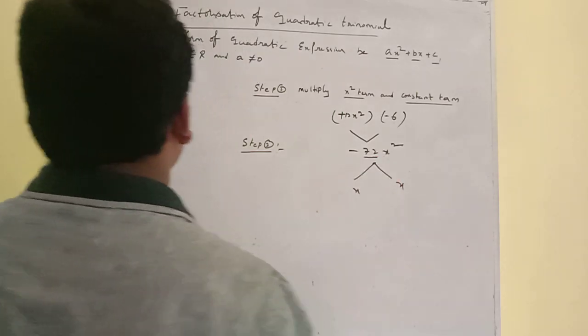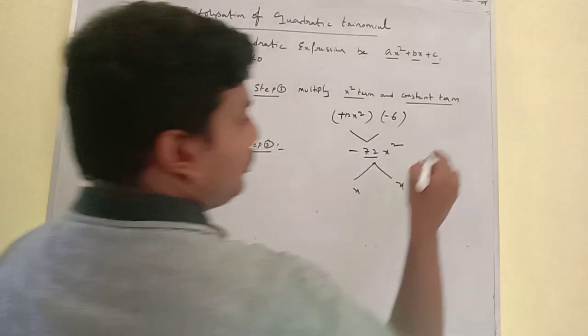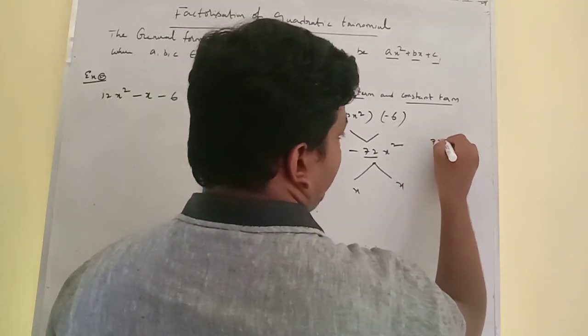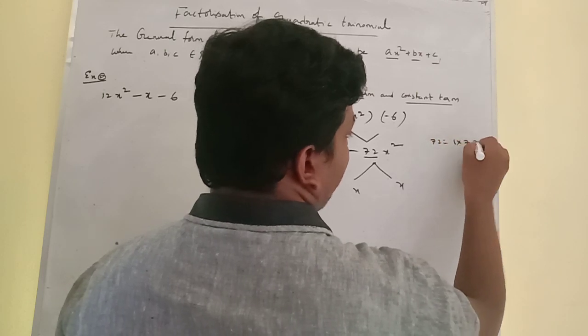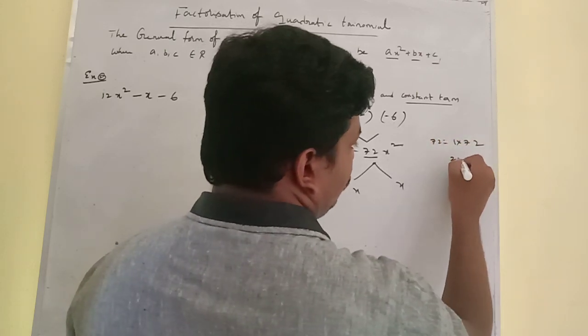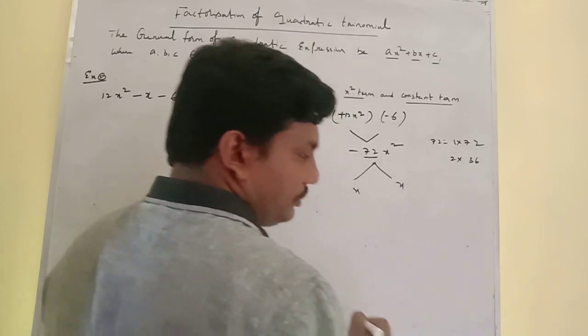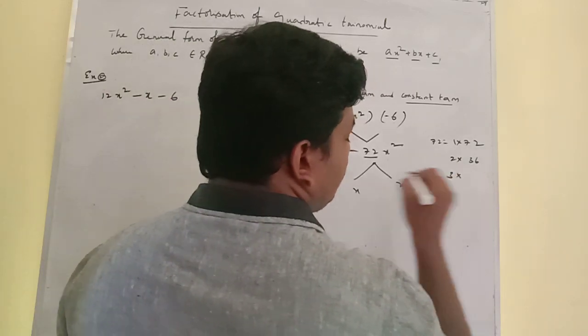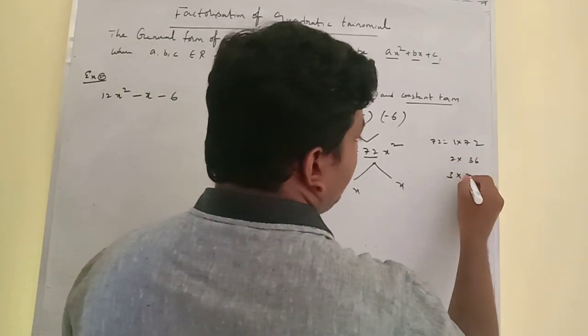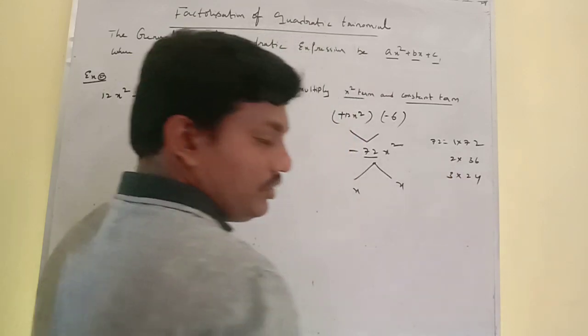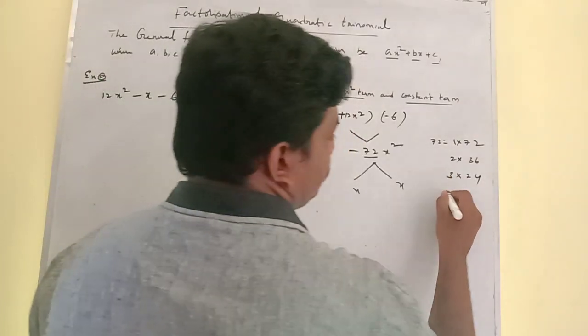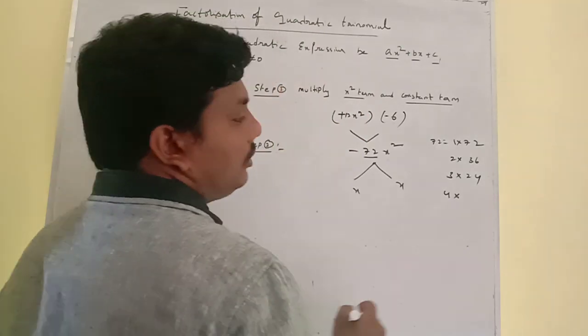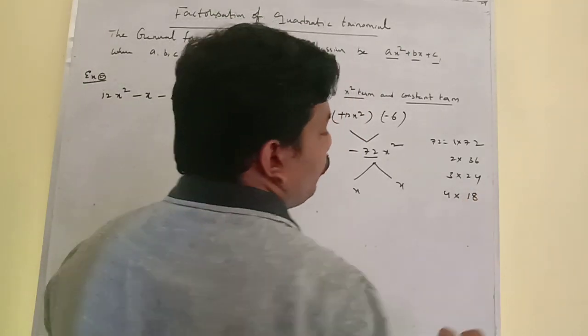This 72 can be split. What are the factors of 72? You can see 1 into 72 is possible. 2 into 36 is possible. Next 3 twos are 6, 3 fours, 3 24s is possible. Next 4 table is also possible. 4 18s, 4 18s possible.